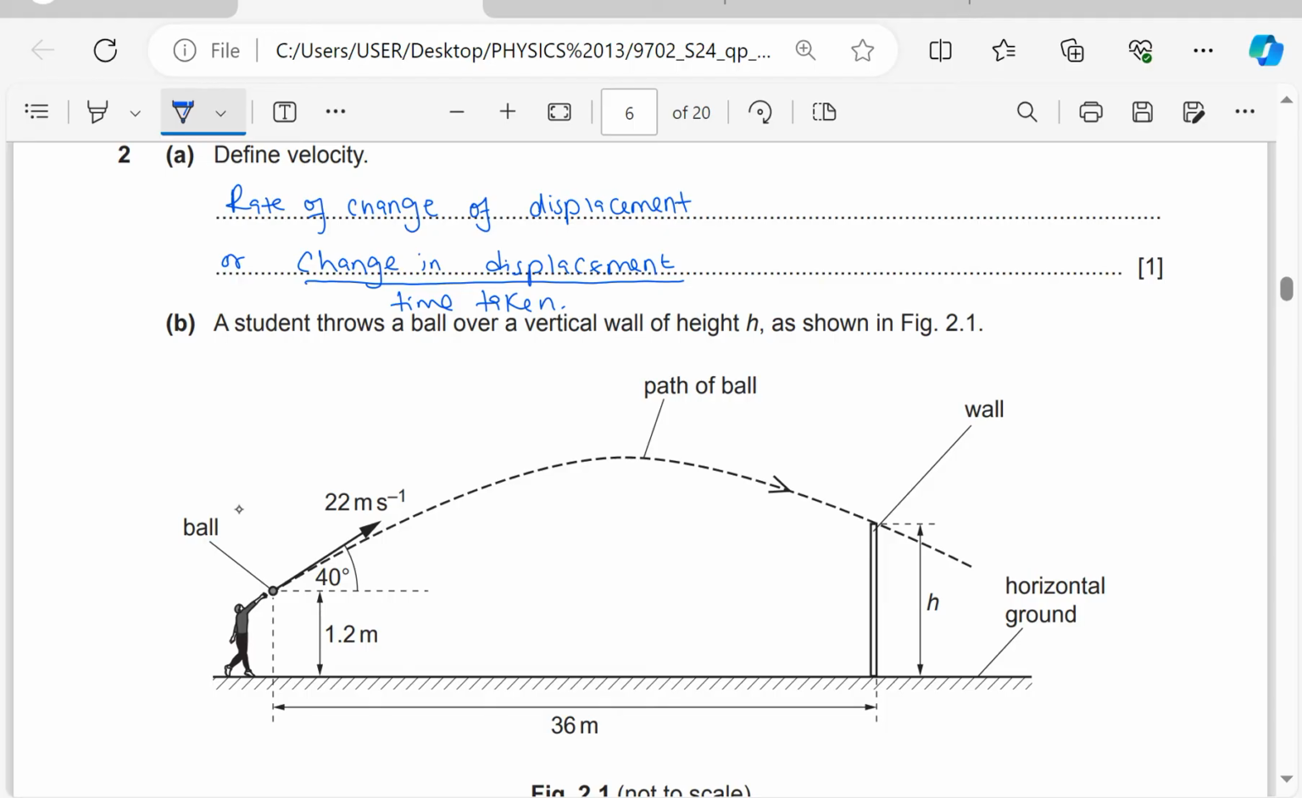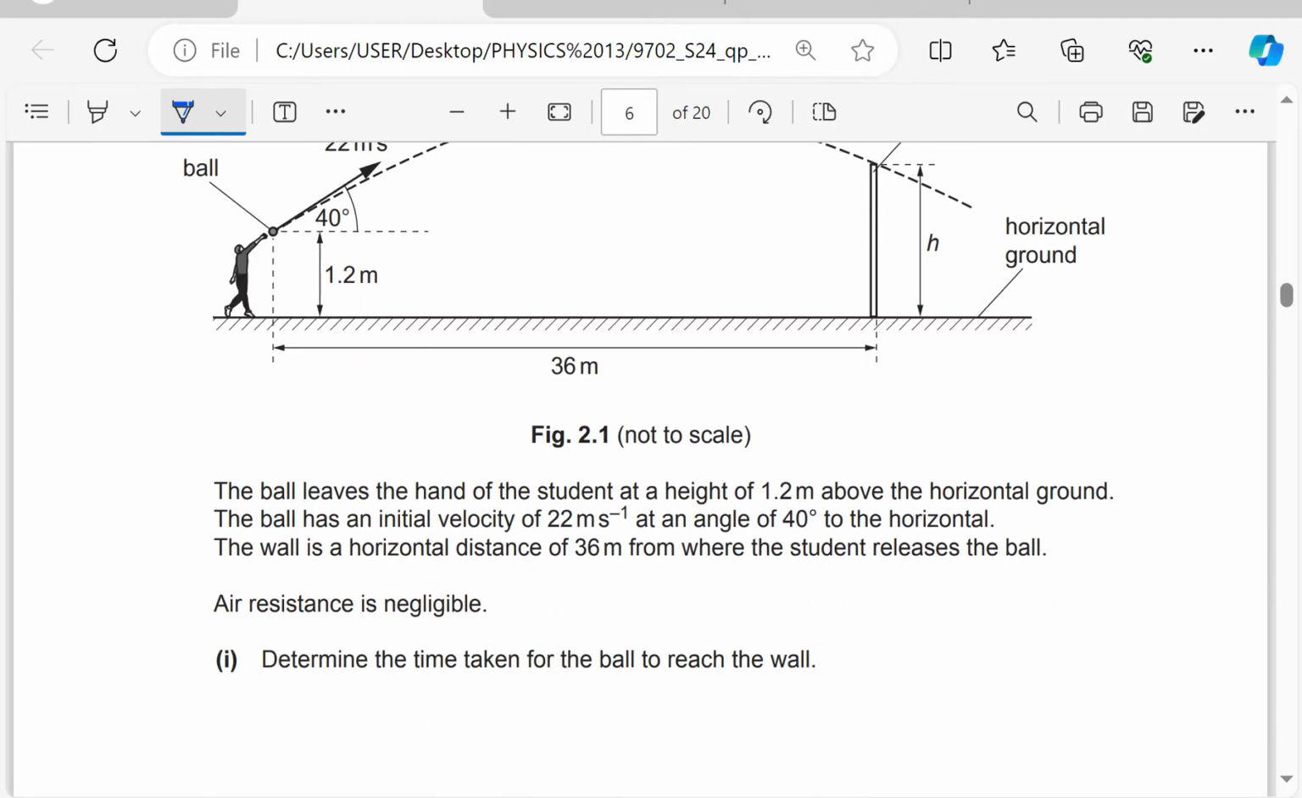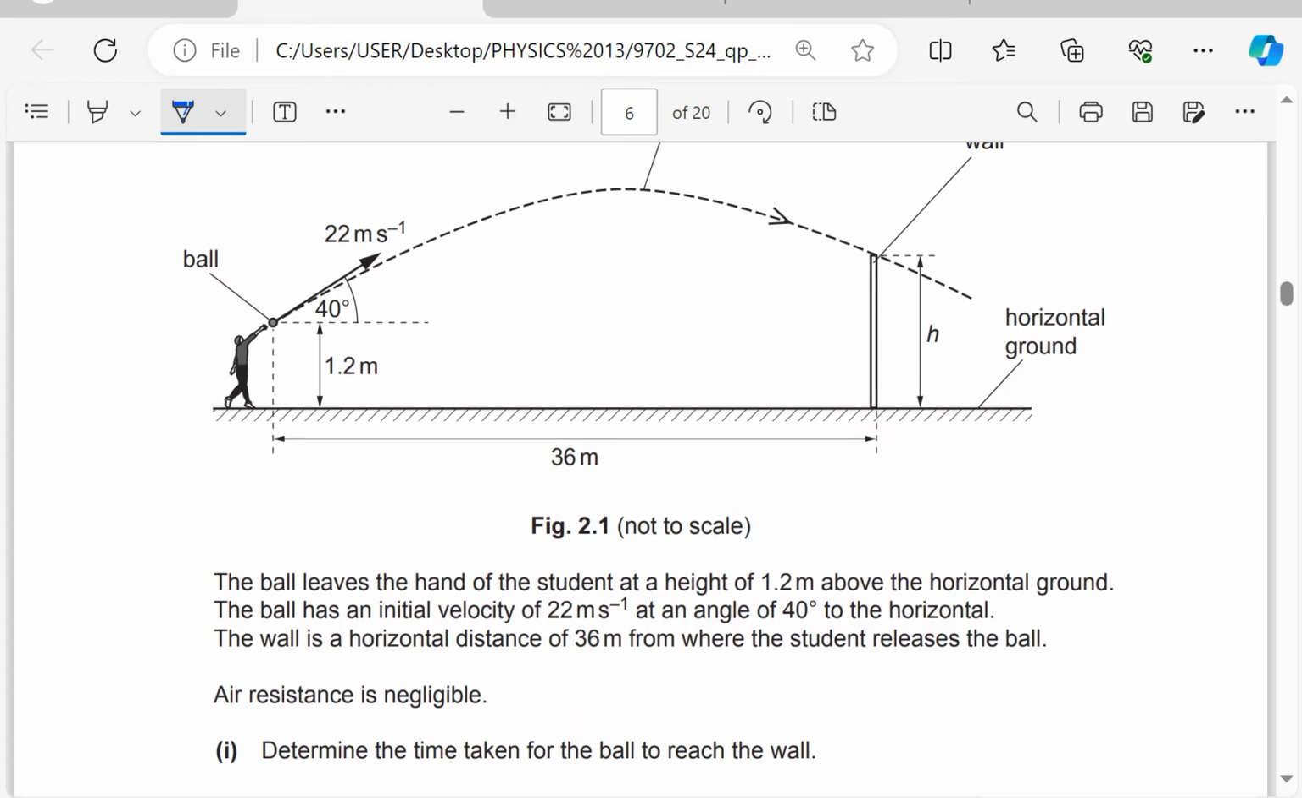A student throws a ball over a vertical wall of height h, as shown in the figure. The ball leaves the hand of the student at a height of 1.2 meters above the horizontal ground. So let me try to prolong this until I reach the wall. So this height, this distance here is 1.2 meters. The ball has an initial velocity of 22 meters per second at an angle of 40 degrees.